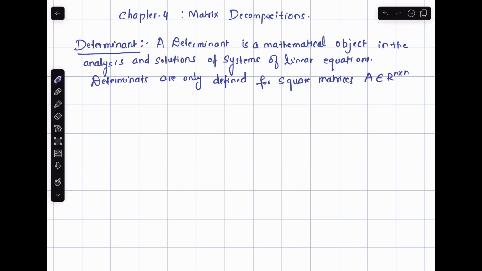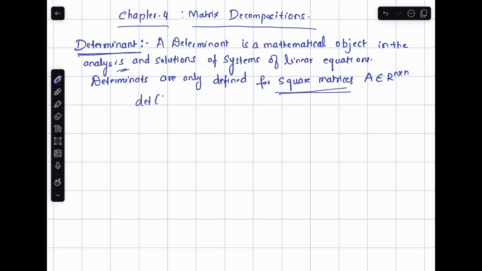Hello students. So today's chapter is chapter number 4, matrix decomposition, and the first topic under matrix decomposition is determinants. So what is a determinant? A determinant is a mathematical object in the analysis and solution of systems of linear equations. Determinants are only defined for square matrices. Please remember, only square matrices where A belongs to R to the power n cross n.